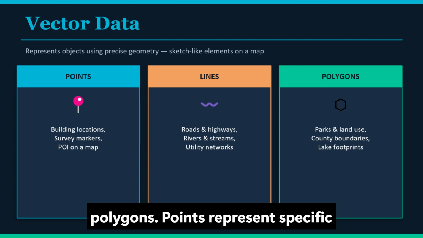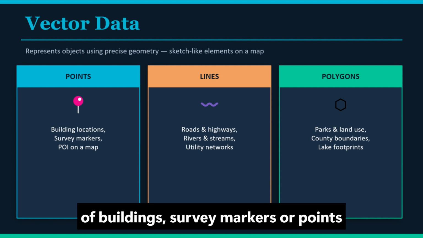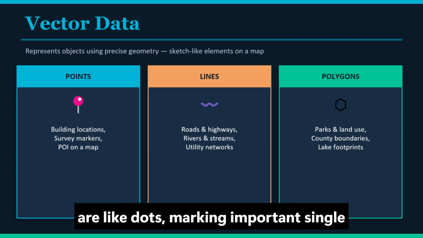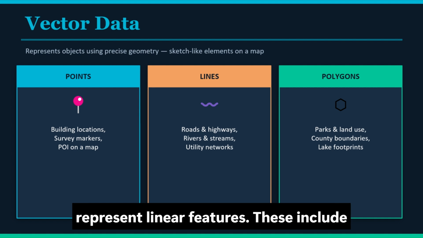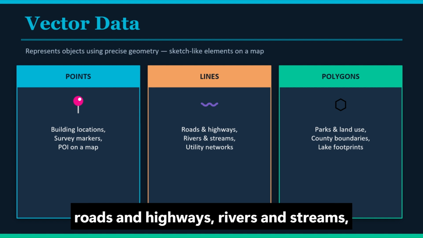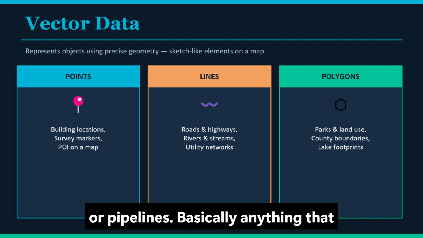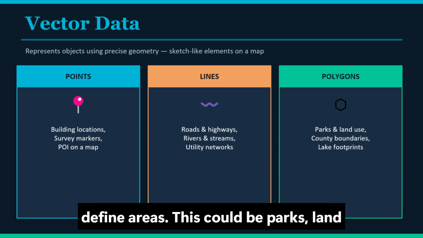Points represent specific locations. For example, the exact spots of buildings, survey markers, or points of interest on a map. They are like dots marking important single locations. Lines, on the other hand, represent linear features. These include roads and highways, rivers and streams, and utility networks like electric lines or pipelines, basically anything that stretches along a path.